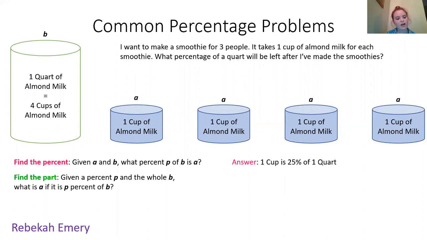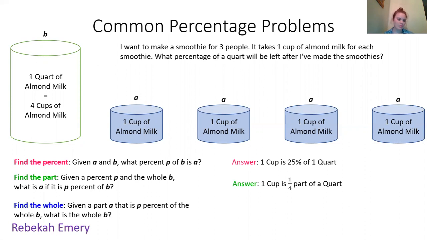To find the part, our question will be, given a percent P in the whole B, what is A if it is P percent of B? Our answer for that would be 1 cup is 1/4 part of a quart. To find the whole, our question would be, given a part A that is P percent of the whole B, what is the whole B? Our answer for that one would be 1 quart is 4 cups, which is 100%.